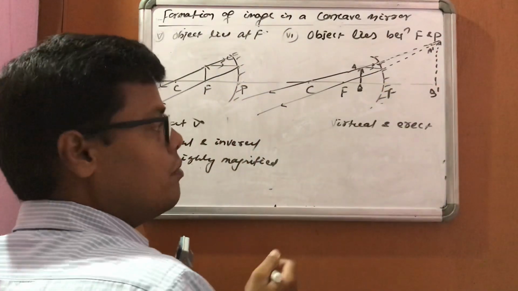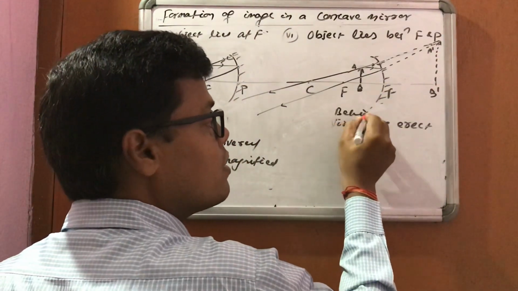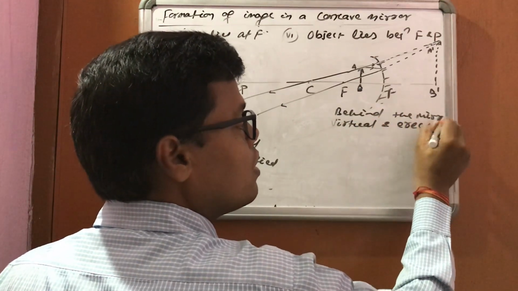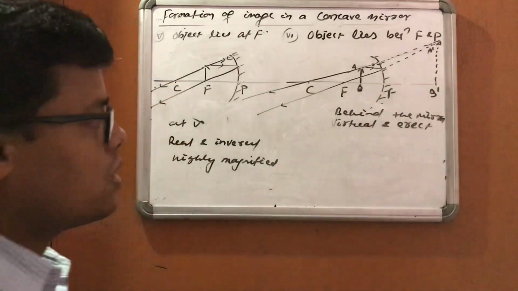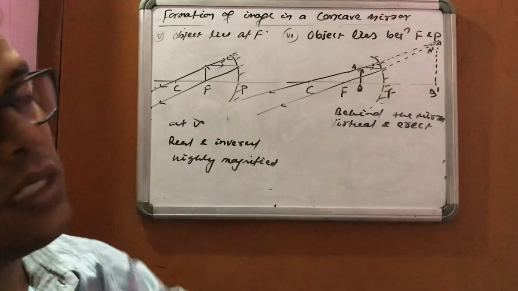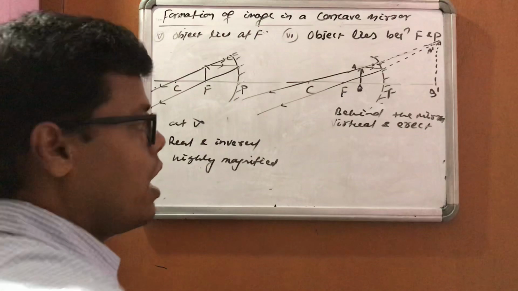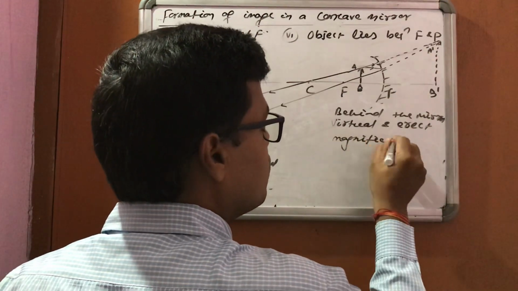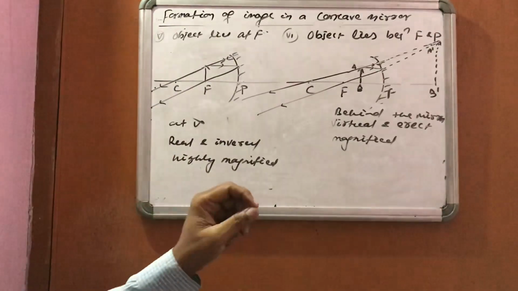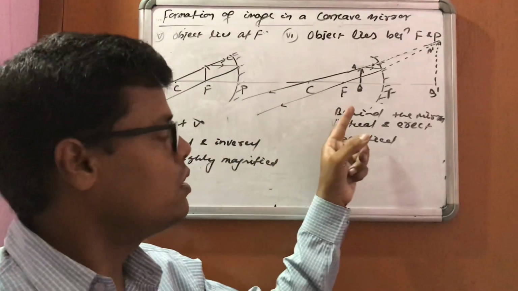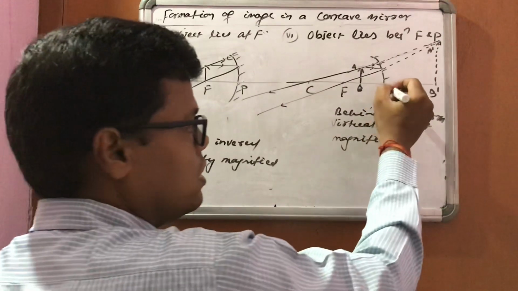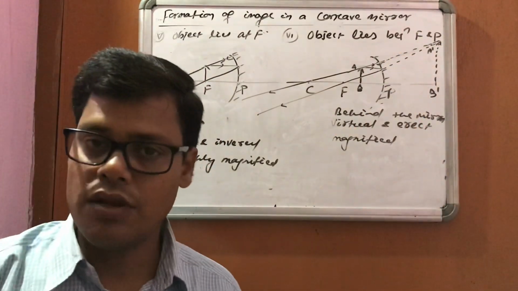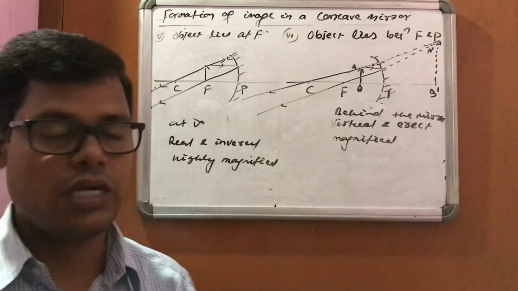Where is the image formed? Behind the mirror. In other words, it is on the opposite side of the object. Object is in front of the mirror and image is behind the mirror. And obviously it is a magnified image. So look at here, only in case the object lies between pole and the focus, the image is virtual and erect. Otherwise, in other cases, the images are real and inverted.